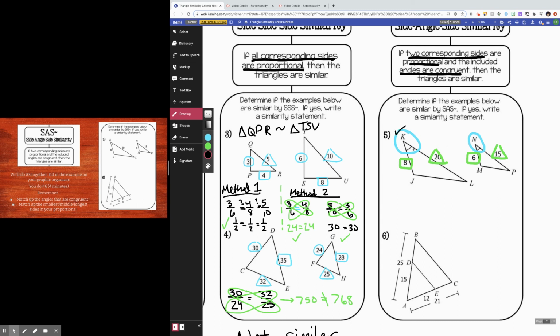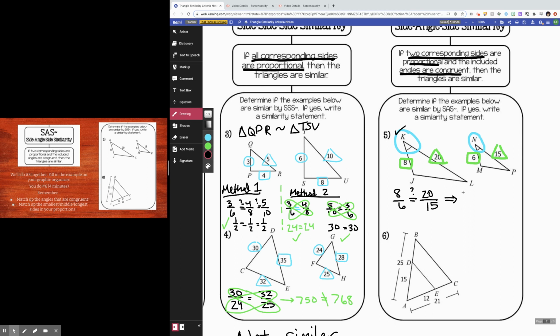I can check that part off, but I have to check the sides. So 8 goes with 6, so 8 over 6, and then 20 over 15. I want to see if those are equal to each other. Okay, I'm going to use method 1 here because I used method 2 and kind of talked you through method 2 in the last one. So greatest common factor for 8 and 6 is 2. It's the biggest number that divides into both of those.